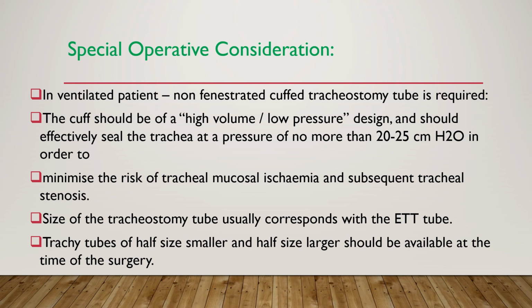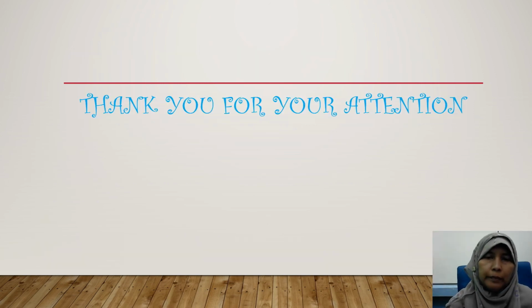How do you know the size of the tracheostomy tube to be used? It usually corresponds with the ETT tube. You should have a trache tube of half size smaller and half size larger at the time of the surgery. For example, if we need to use size 7, we should have standby 6.5 and 7.5 millimeters. Okay, that's all from me on indications, contraindications, and pre-op preparations for tracheostomy. Thank you for your attention.